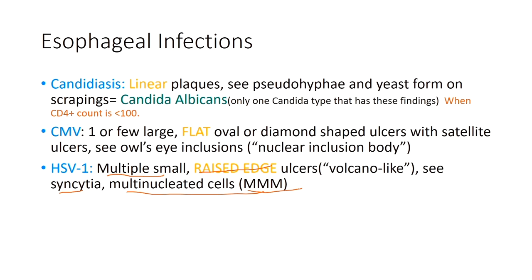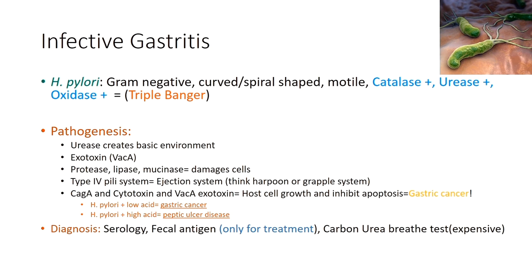All right, so now down out of the esophagus, we can have infective gastritis. And one of the things we're going to be thinking of for this guy is H. pylori, obviously. So this is a gram-negative curved spiral rod. It's motile. It is catalase positive and urease positive and oxidase positive. This is your triple banger. So please keep this in mind because this is one of the only organisms that has all three of these present.